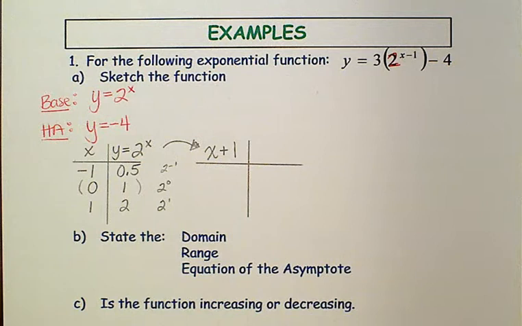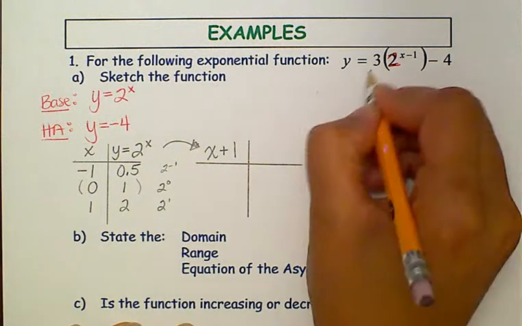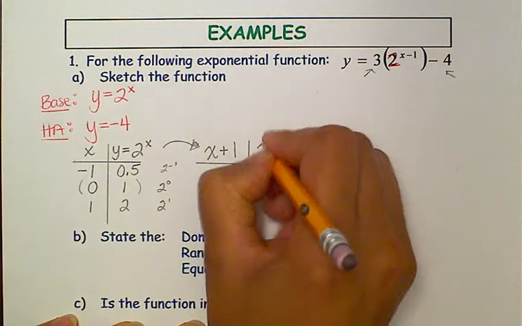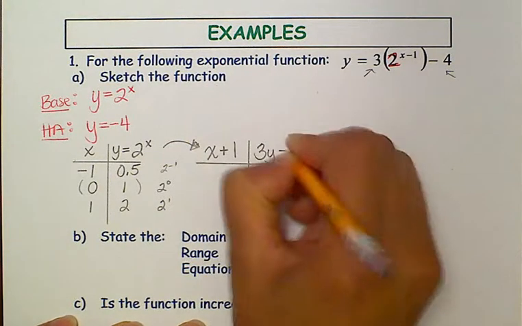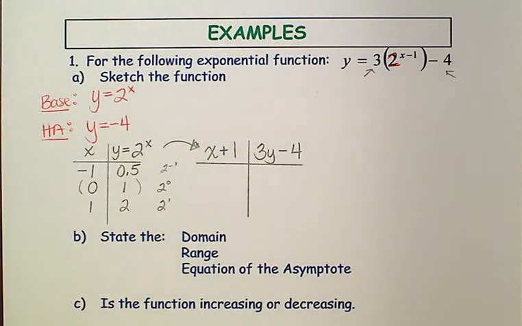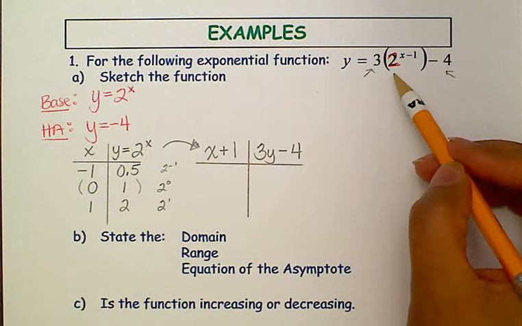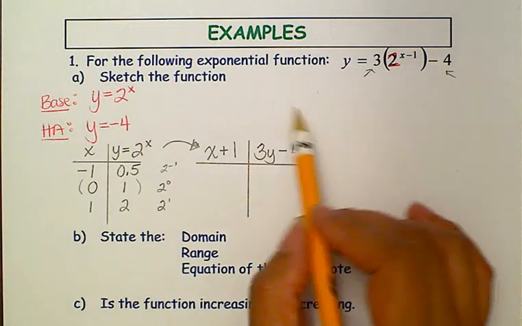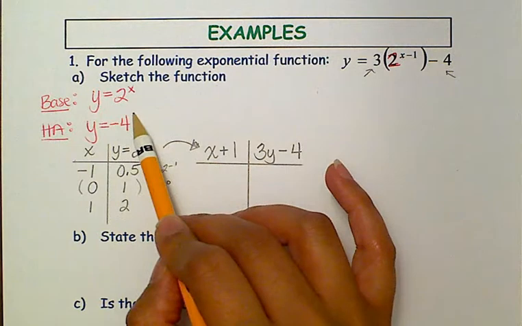In terms of vertical transformations, I have a 3 at the front and I have a minus 4 at the end. So that indicates a vertical stretch by a factor of 3 and a shift down 4 units. So there's all our transformations. Again, the only value that's not a transformation is the base of the exponent, which actually indicates to us what our base function is for our exponential function.